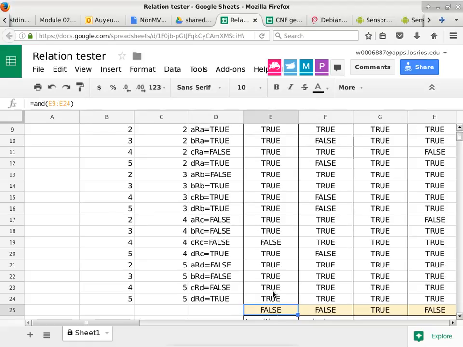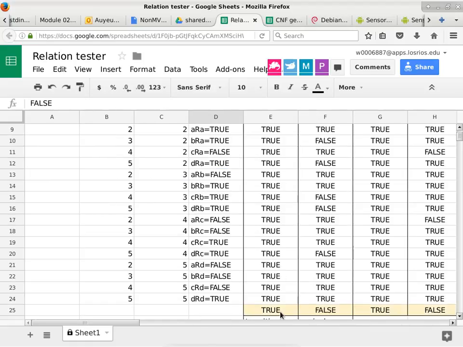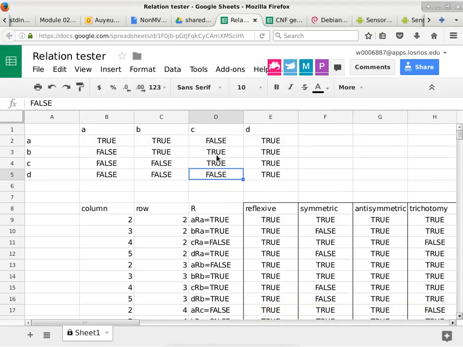So in this case, it is not reflexive because there's a false here. CRC is not true. Now, if you change this particular cell to a true, then it's reflexive. So by tweaking this thing, you can now generate cases where, okay, can I make it not reflexive but symmetric? Okay, you play with it and see how you can do it. Or you can come up with a matrix itself, and then you can try to answer the question: is this reflexive? Is it symmetric? And so on. So you can use this spreadsheet in many ways.